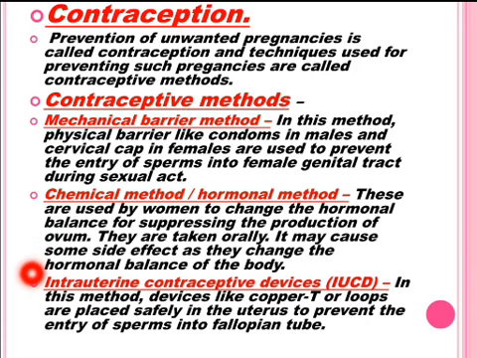Then intrauterine contraceptive devices, IUCD. In exams, the full form of IUCD is asked. In this method, devices like copper T and loops are placed safely in the uterus to prevent the entry of sperms into the fallopian tube. Again, they can cause side effects due to irritation of the uterus.